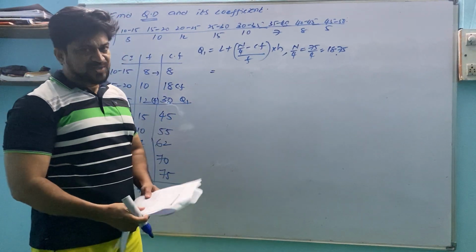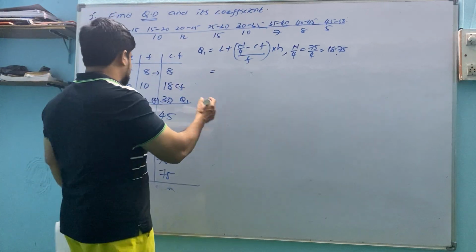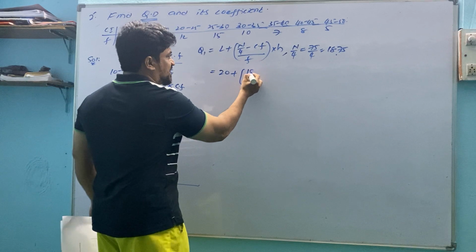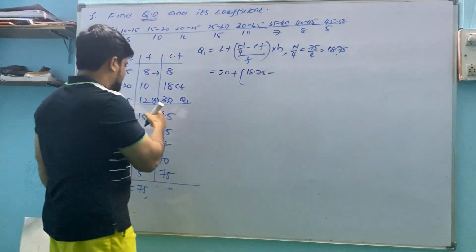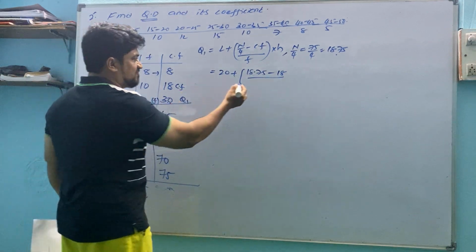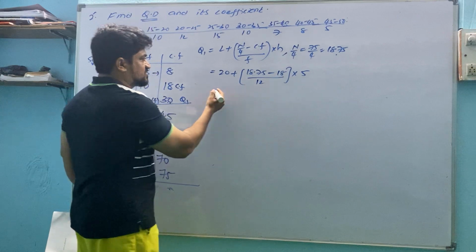Those who want to find Q3 first can find Q3 first also. I am finding Q1, then L plus n by 4, which is already calculated, minus CF 18, divided by small f, which is 12, into h. H is 5. Same process.